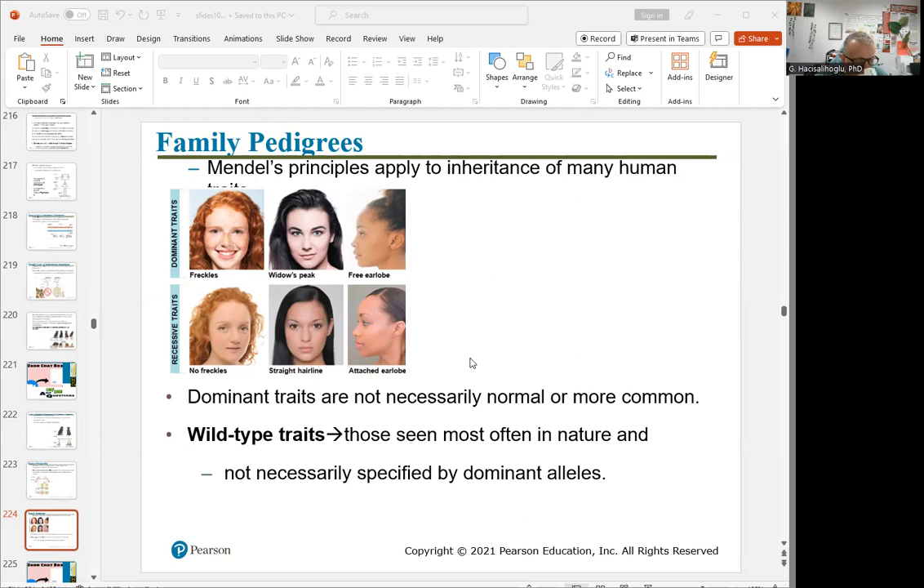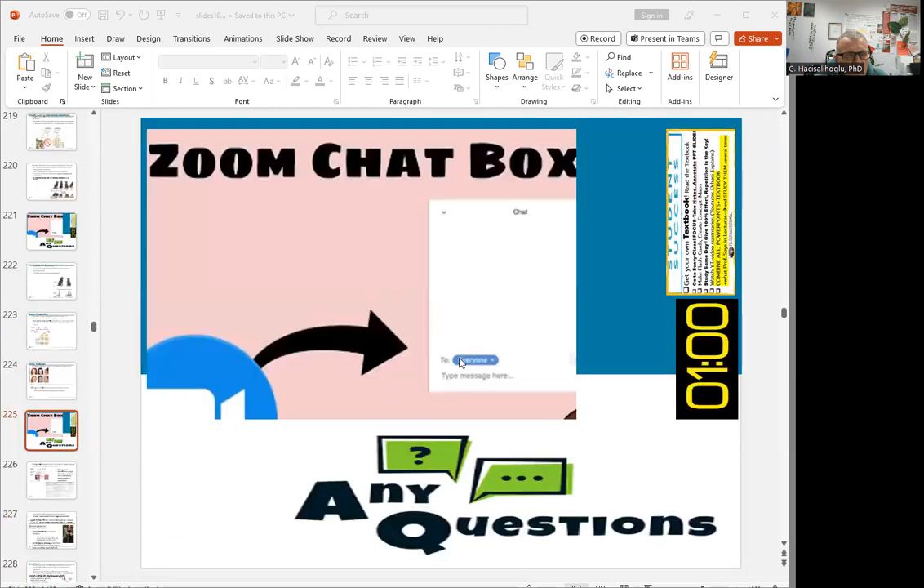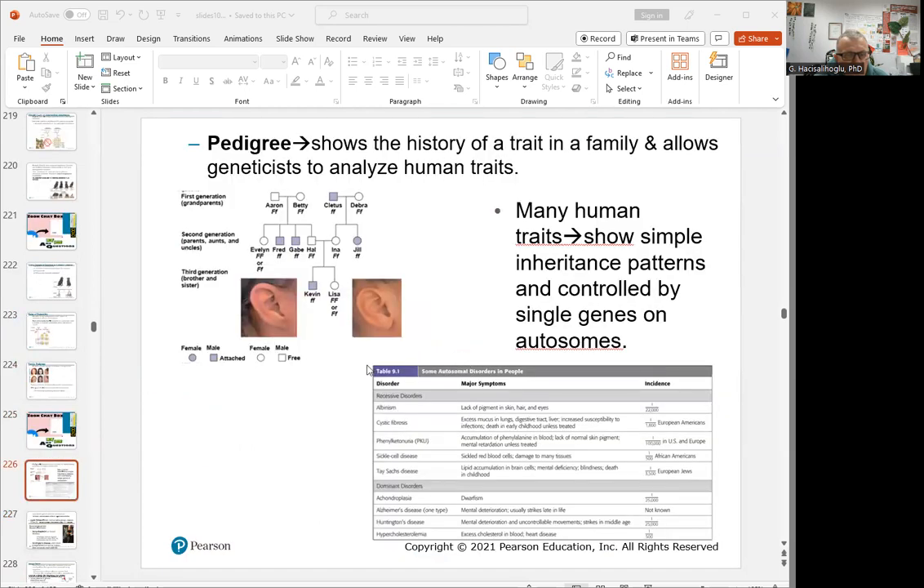And there is something called wild type, which is just natural, what is found in nature, versus mutant, which is non-wild type. Okay, so we see 1 gene, 2 gene, and pedigree analysis.